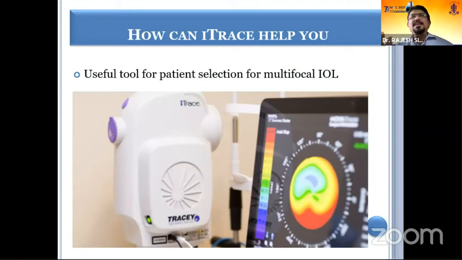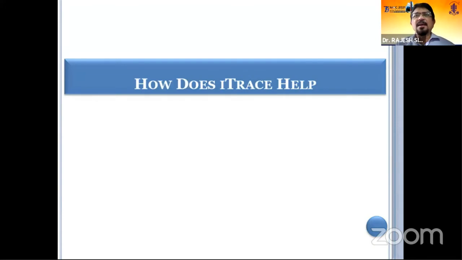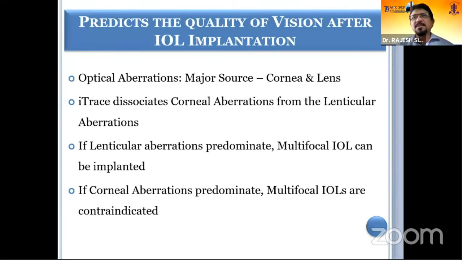So eye trace is a useful tool for patient selection for multifocal IOL, and I'll just go to how it helps. Now, as has been mentioned earlier, eye trace measures the aberration of the eye, and it not only measures the aberration of the eye, but it dissociates the aberrations of the cornea and the lens. And that is the advantage: if there are predominantly lenticular aberrations, then you are removing the lens, so you can put a multifocal IOL because there are no aberrations left.